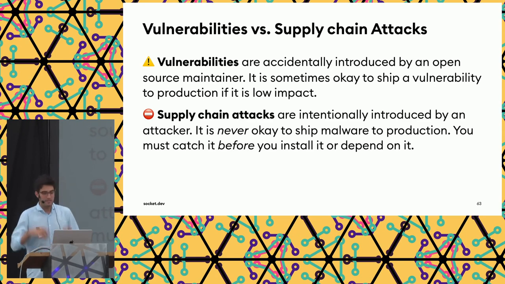On the other hand, a supply chain attack is very different. A supply chain attack is malware, and it's intentionally introduced into the package. It's usually not introduced by the maintainer. It's usually somebody else, although it can be the maintainer. And it will always end badly if you ship malware to production. You don't have a few days or weeks to solve the issue. You will be owned the moment that it runs. So you need to catch it before you install it. So this is the key difference.